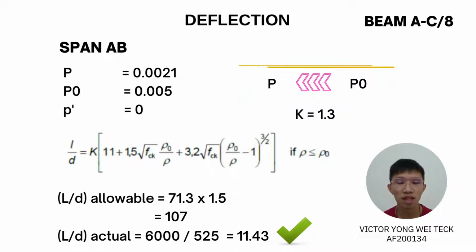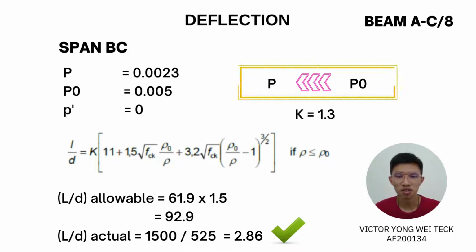The L over D allowable that we calculated is 107. The L over D actual is equal to 11.43. Since the L over D actual is smaller than the L over D allowable, therefore the deflection for the beam A to C/8 is acceptable. Just now we calculated the deflections for the span A to C.